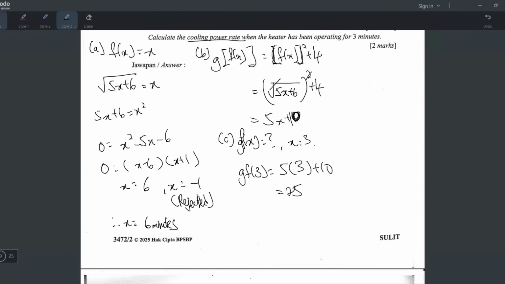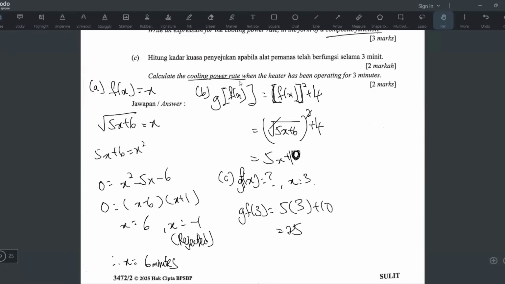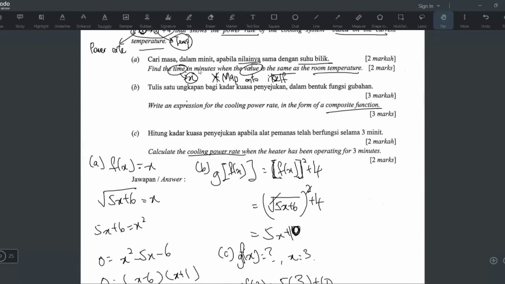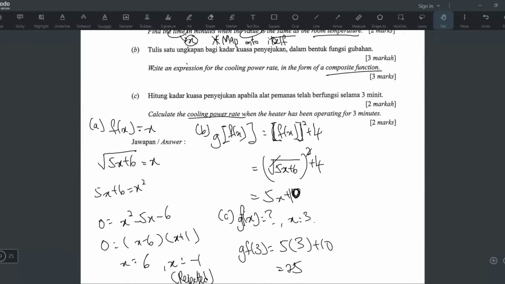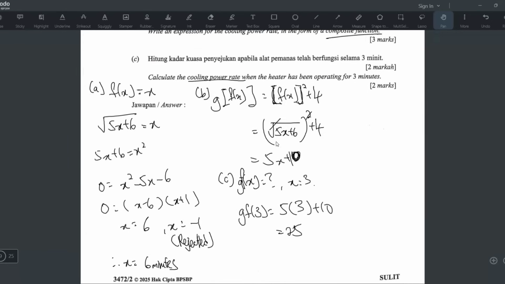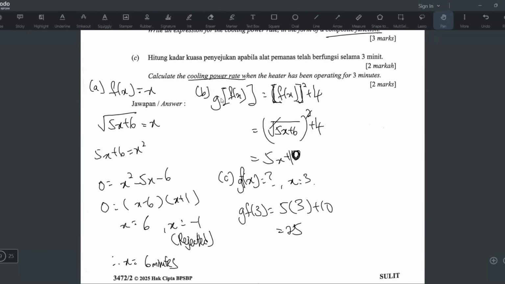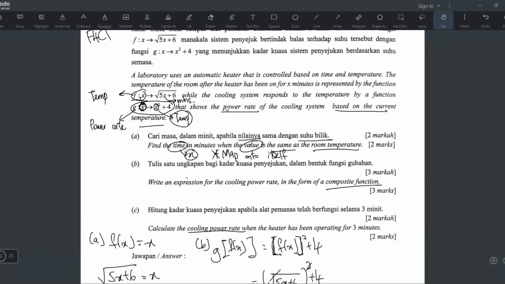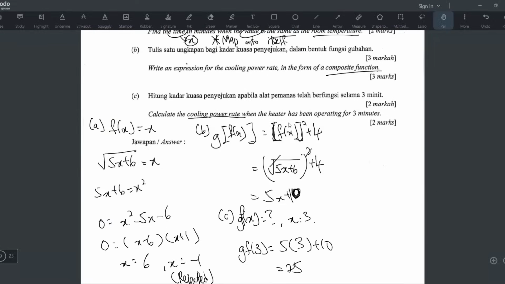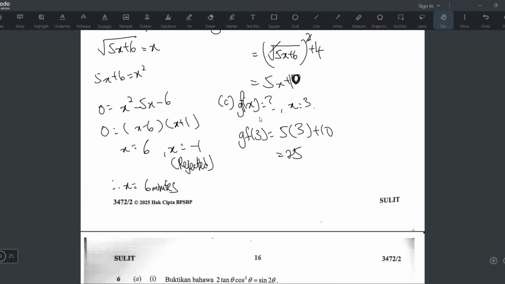Okay, what will be the unit? It's the cooling power rate, but they never say the unit for the cooling power rate, so I'll just leave it like that, 25. But for A, you write the unit, because A is time, that one is in minutes. For B and C, I will not write a unit, because B doesn't need it, and C, they never tell me the power rate's unit, so I think I can just leave it like that. Okay, this is good enough. So I'm done. Let's continue.